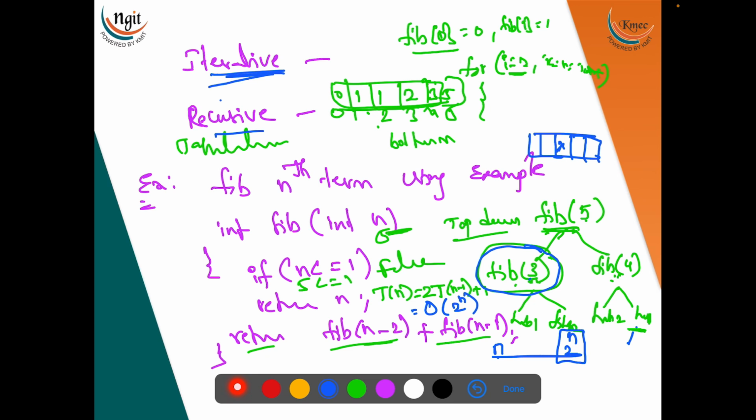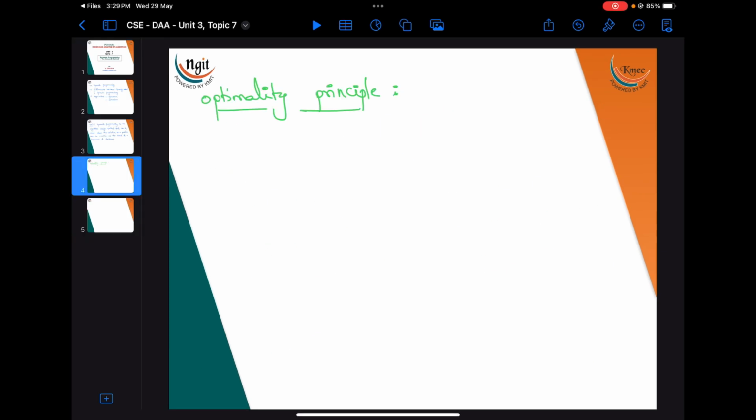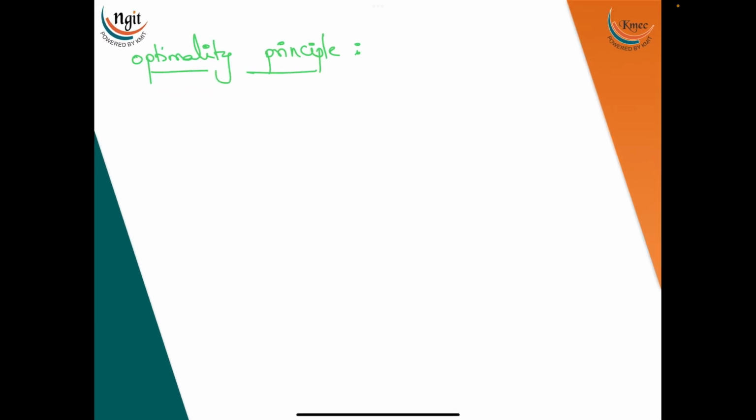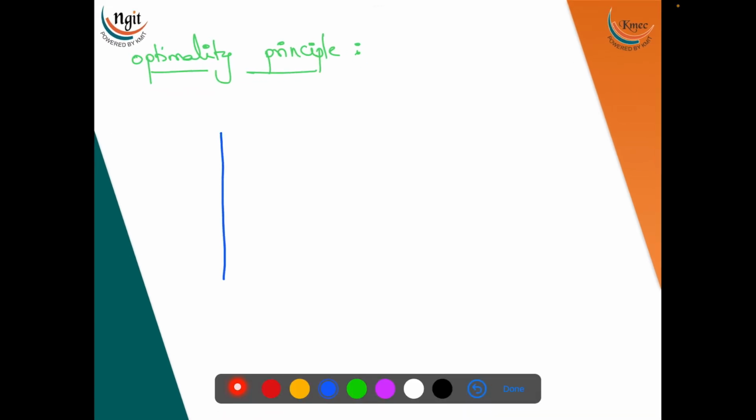So this is about the optimality principle and just an introduction to dynamic programming. As far as the syllabus is concerned, we are going to discuss dynamic programming problems, which are all pairs shortest path problem, and we also have the knapsack problem. All these problems we'll cover in the next videos.